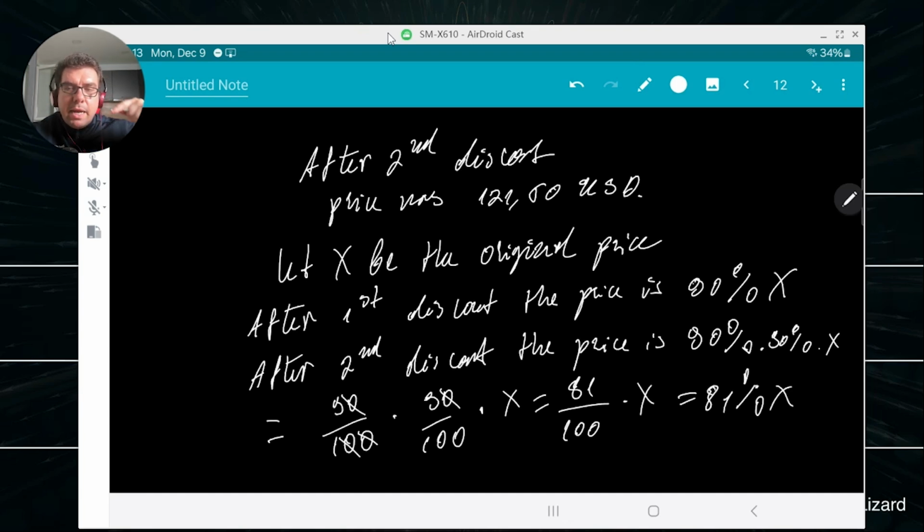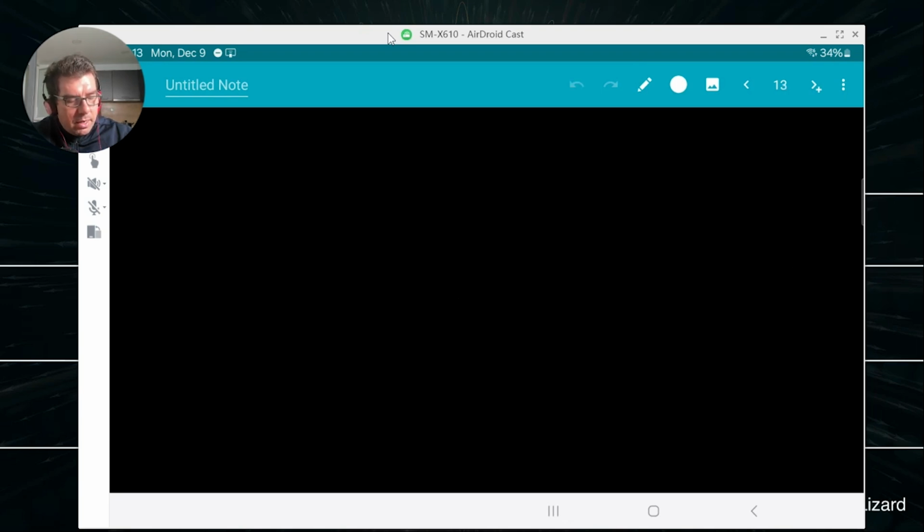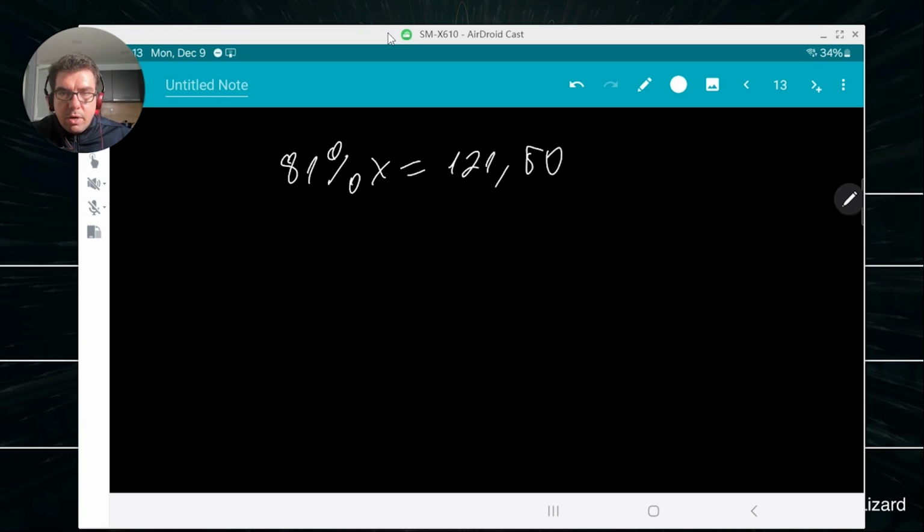So if I make 2 consecutive discounts of 10% each, my new price after the second discount will be 81% of the original price. So my equation then becomes 81% x equals 121.50. And again, I calculate it in a similar manner to the previous problems.